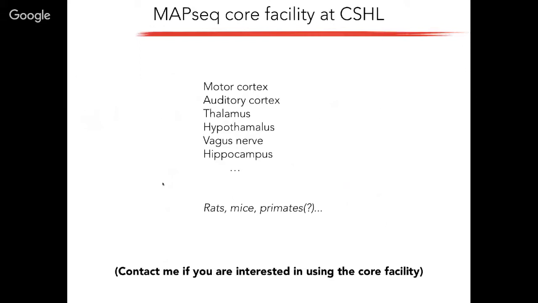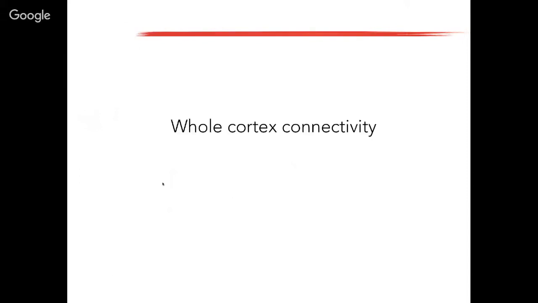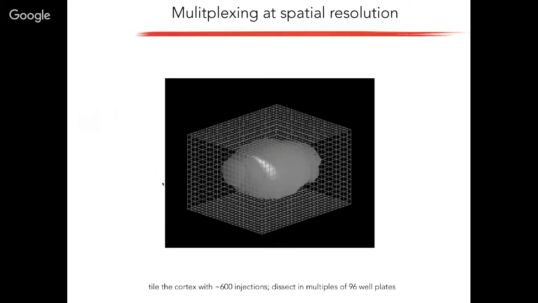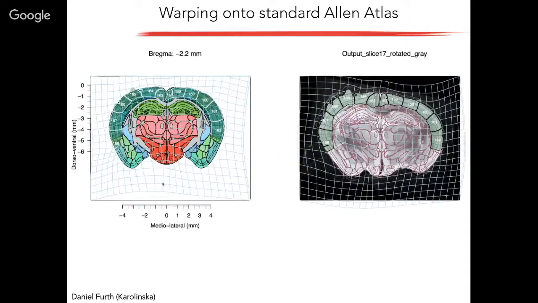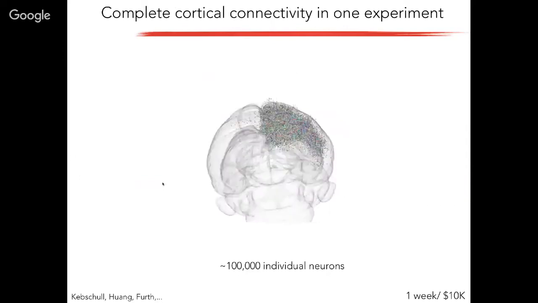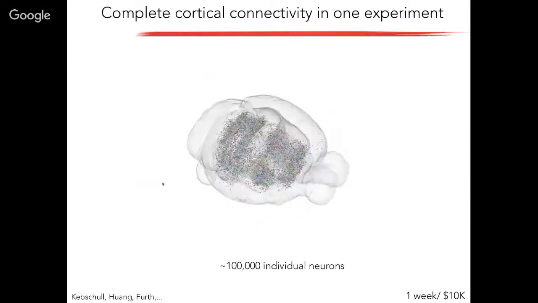All right, so we have a core facility. This is up and running. We're now studying the projections in different animal models, different brain areas. And we're scaling up to do the whole brain in a single experiment, and I'm just going to go through that very quickly. We tile the entire cortex with barcode. Then we take much finer slices than in the previous work, align it to the Allen Brain Reference Atlas, and then we can project these back to Allen reference coordinates.